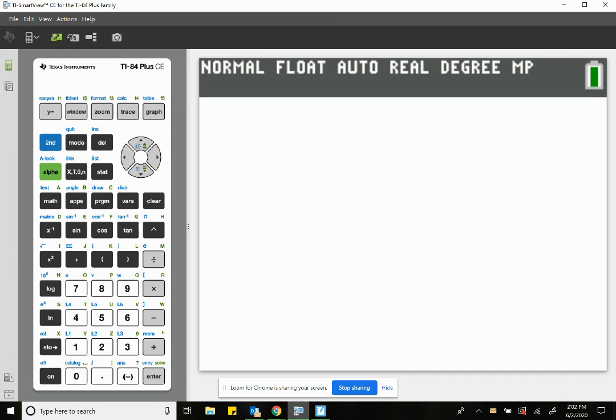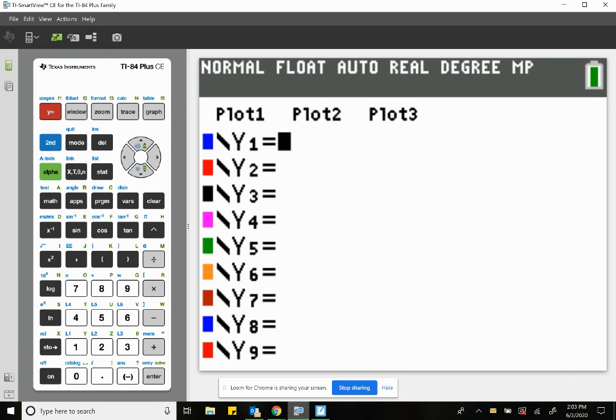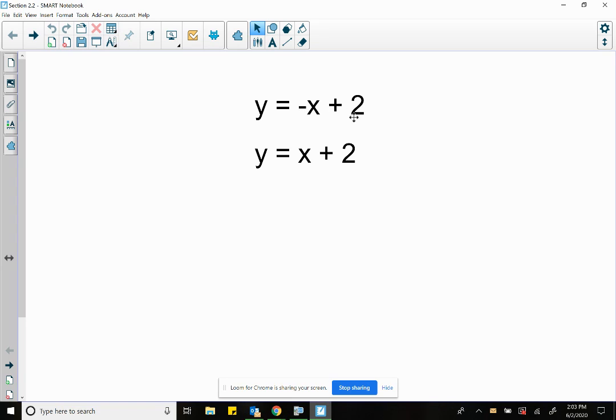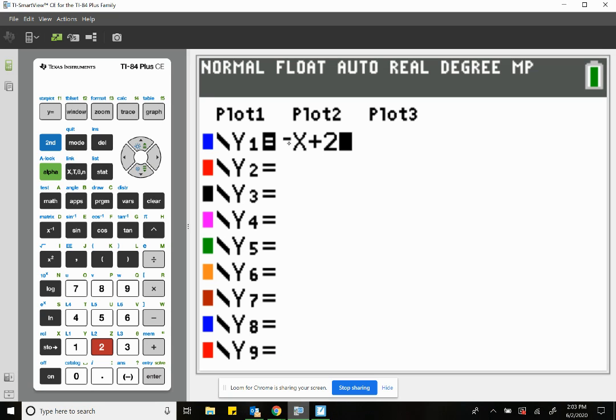I'm going to put negative x plus 2. I believe that was our first equation. I can always go back and check. Yep, negative x plus 2. That's not a minus x, it's a negative x. If you put a minus there, it's going to say error.